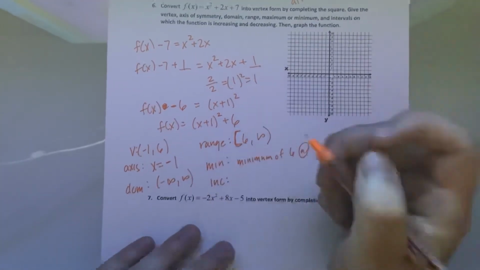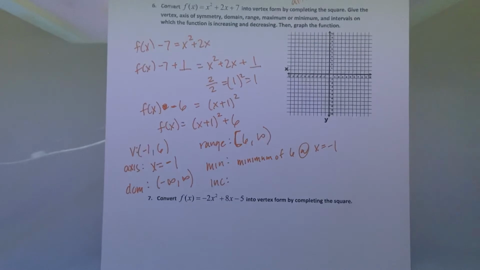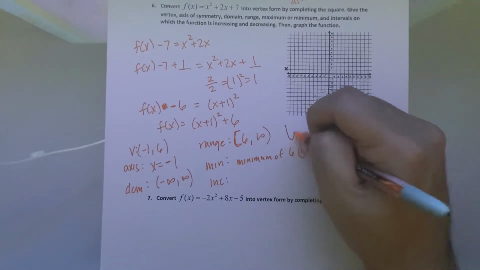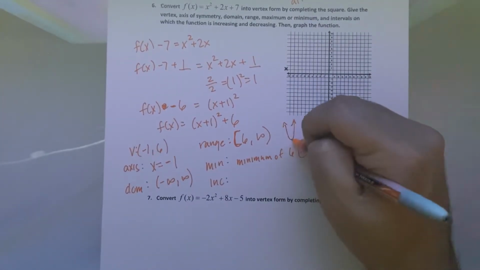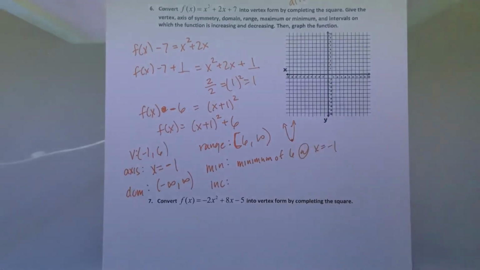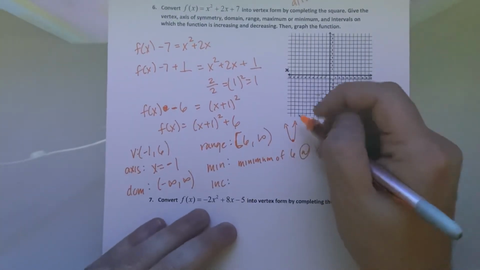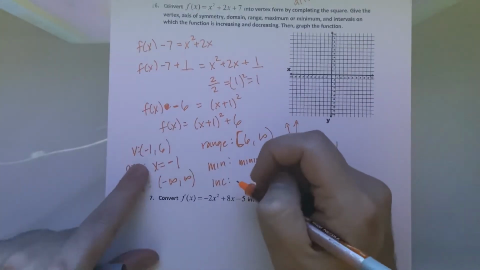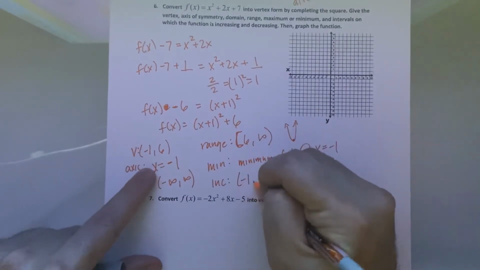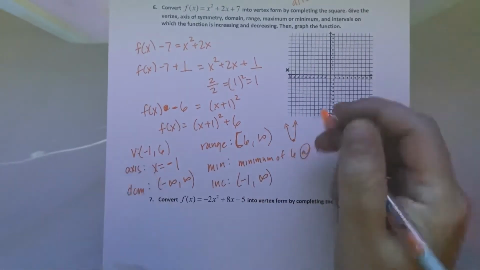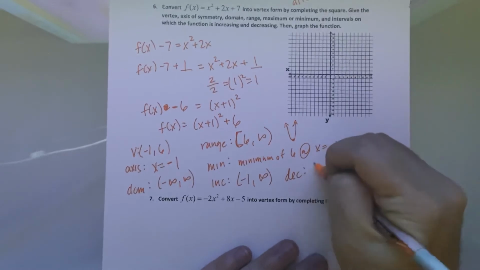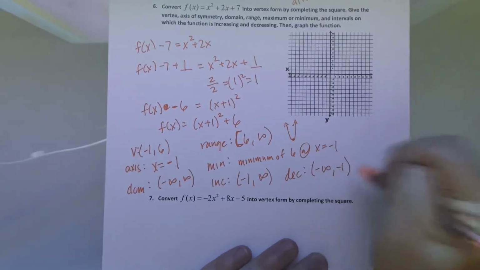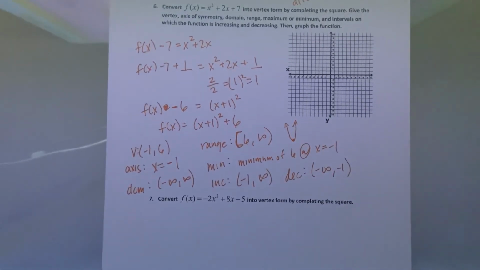Increasing, decreasing. So if it's opening upward, thinking about the shape, it's decreasing until it hits the vertex. It's increasing after the vertex. And these are the x values of the vertex. So from negative 1 to infinity, on the right side it's increasing, it's decreasing from negative infinity to negative 1. And the vertex is never included because it's technically flat there.